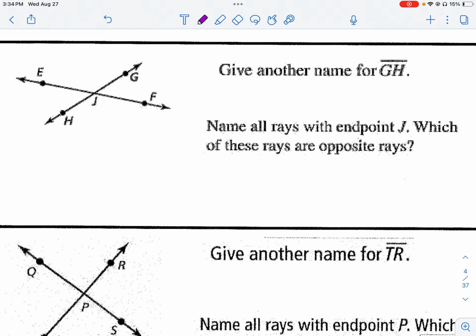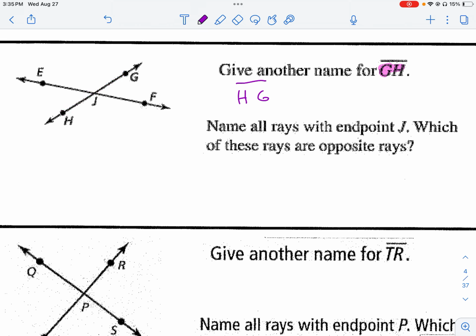So let's take this information and put it together and see if we can't use it. So give another name for segment GH, and GH is right here. Well, another name for segment GH, starting at G, ending in H, would be segment HG, where we start at H and we end at G. Doesn't matter which direction we're going to capture all the data from G to H or from H to G. It's the same information, so we can name it in either direction.